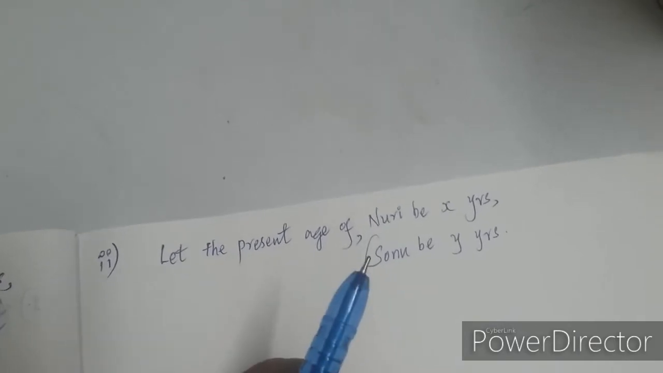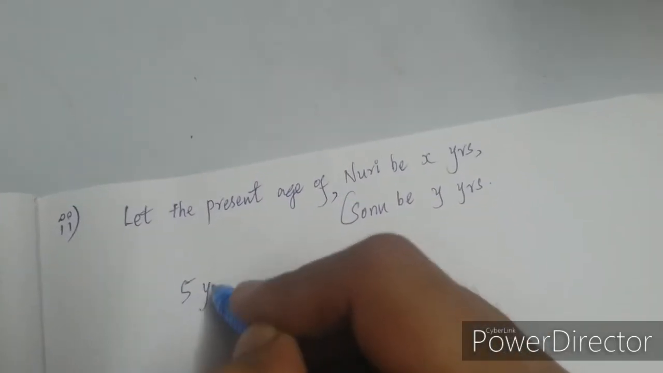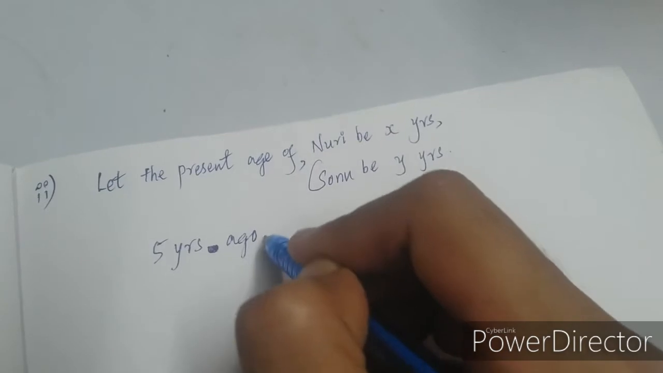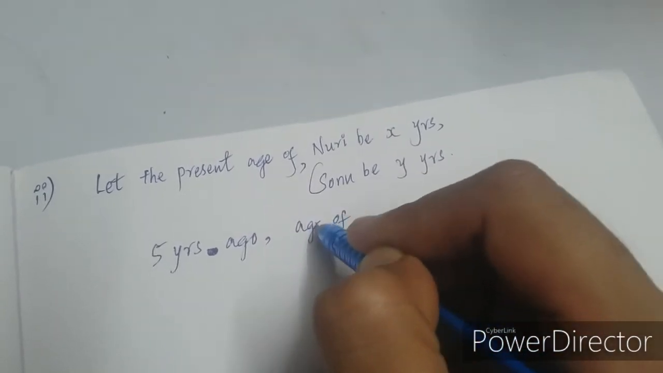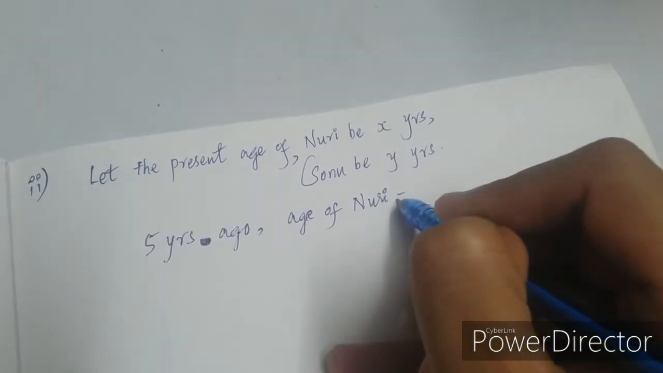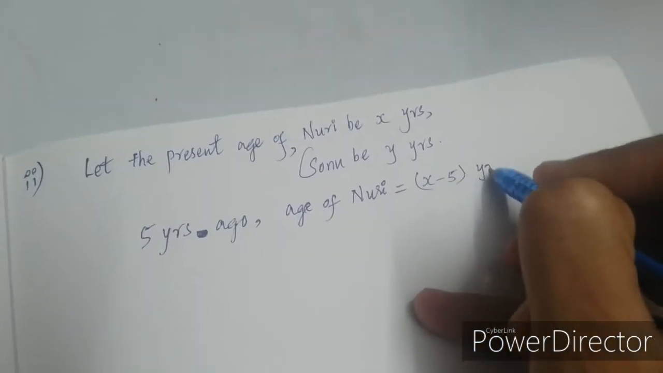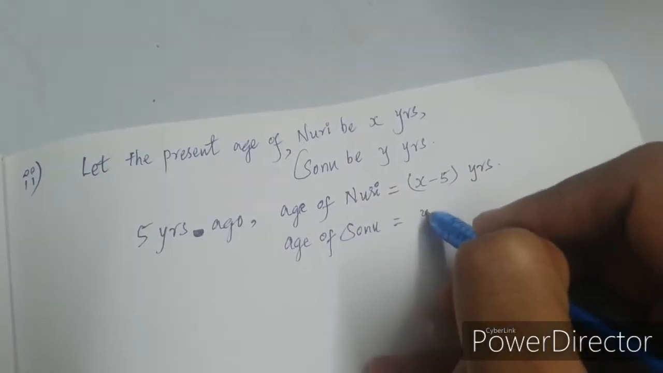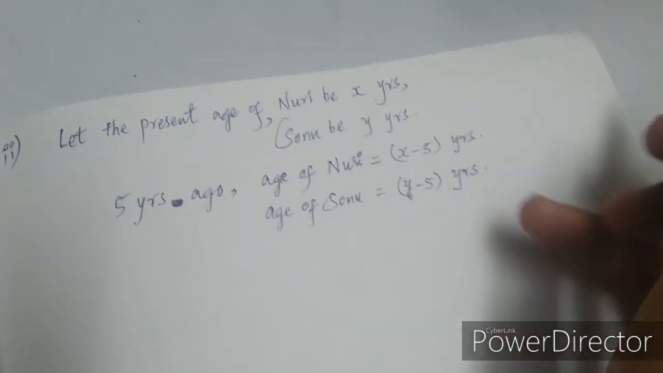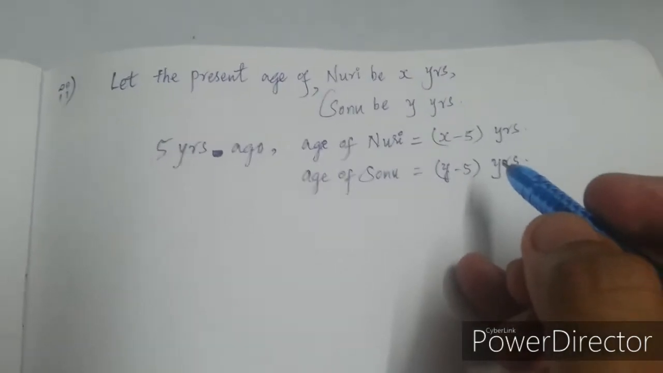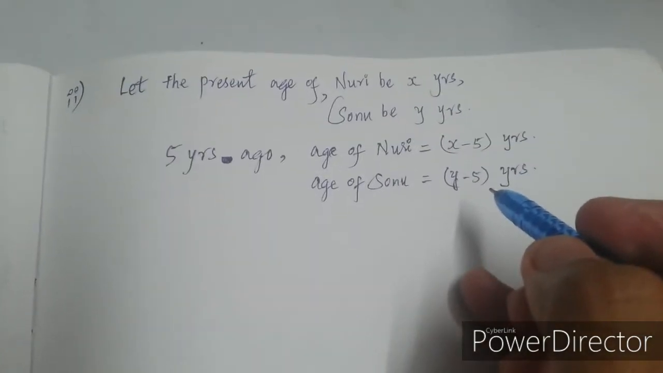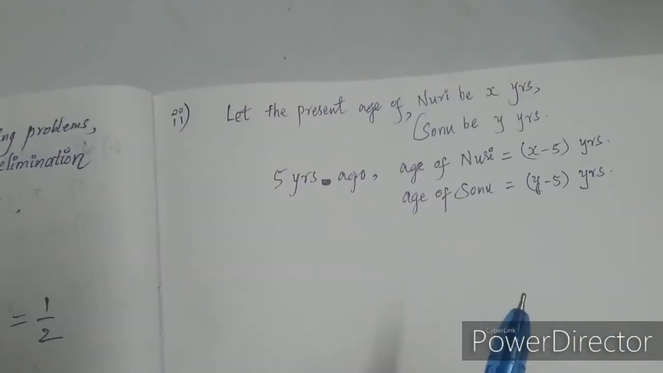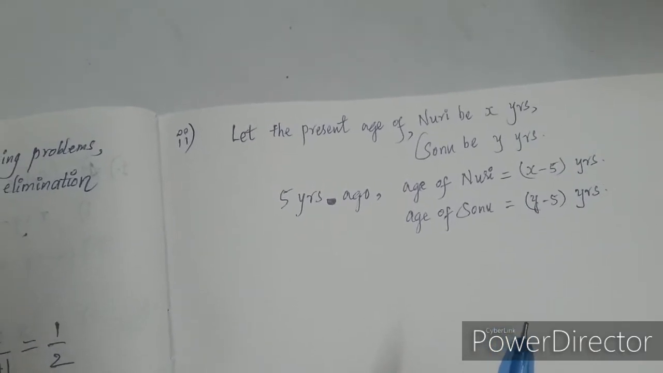5 years ago, Nuri was thrice as old as Sonu. 5 years ago, age of Nuri is equal to x minus 5 years. Age of Sonu is equal to y minus 5 years. And here the condition is like this: Nuri was thrice as old as Sonu.